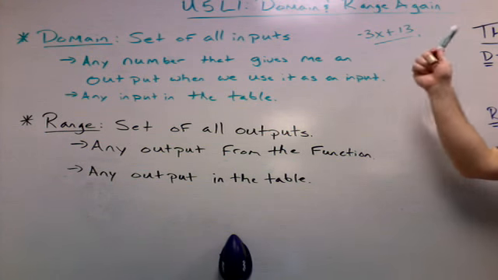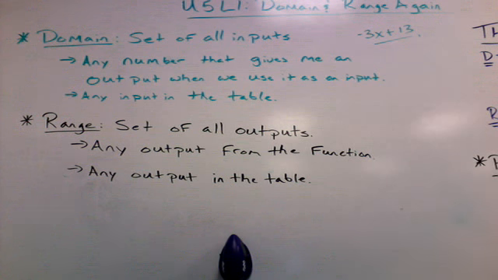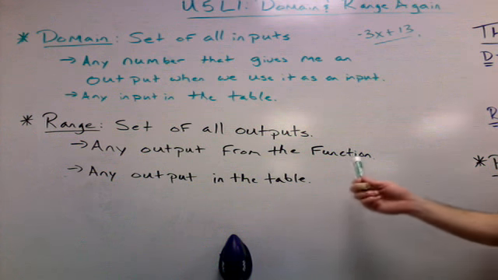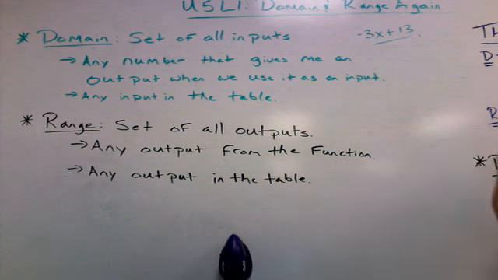Is there any number that's not a possible output? No. So my range then is what? All numbers. So for number 1, your domain is all numbers. Your range is all numbers. Is it always going to be like that? No, it will not always be like that. Our range is any possible output for the function. If I have a function rule, any possible output for that function is our range. Anything you plug in and get an output is your domain. Any possible output is your range.